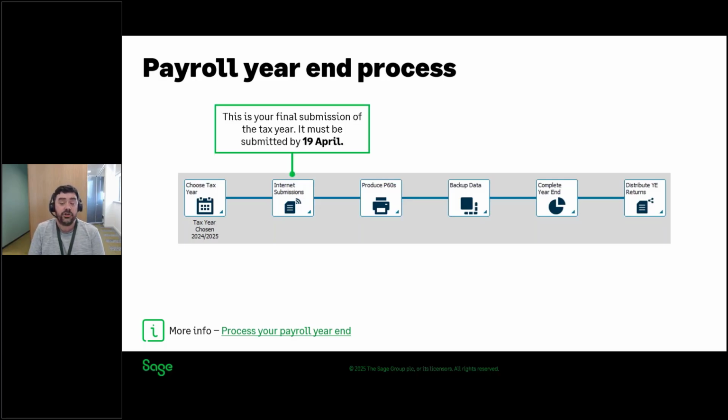And then you would do your internet submission, which is your final submission of the tax year. The deadline for that is the 19th of April, but you can submit that just as soon as you're ready. So you don't need to wait until the end of the tax year. As long as you've completed your final pay run of 24 to 25 and all the other preparation, you can get on and get that sent.